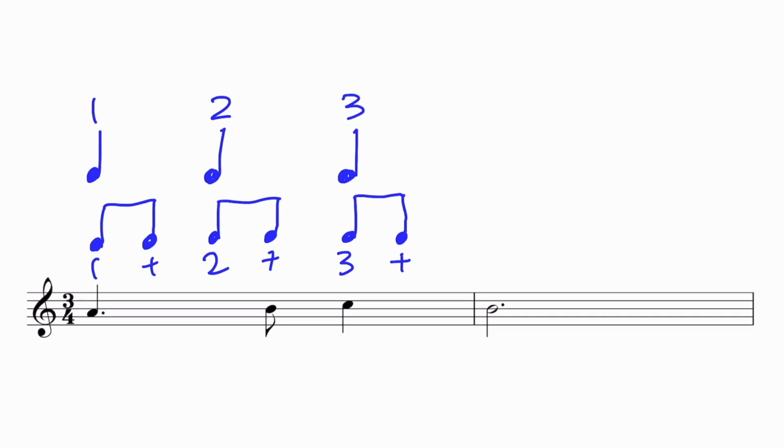Notice where the 8th note in our melody lines up with the 8th note subdivision. I'll play it with the metronome set to 8th notes. Hopefully you heard that the 8th note in our melody lines up with this 8th note. We call this 8th note the and of 2.